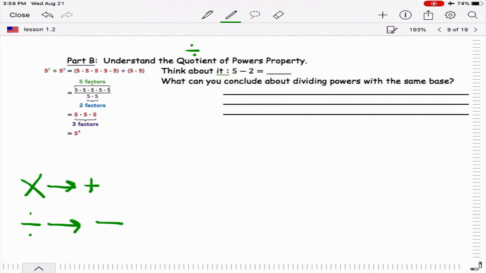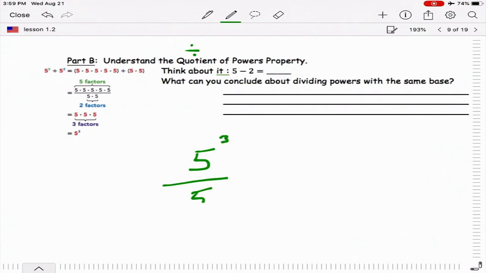Hopefully you said subtract. I'll go over why that is, and then we'll do some problems together. So let's just say it was 5 to the 3rd power divided by 5 squared. Actually, before I even do anything, in your textbook, they do it like this. They do 5 to the 3rd power divided by 5 squared.